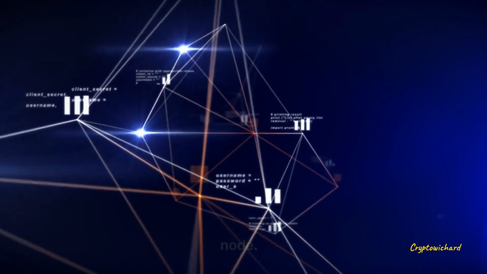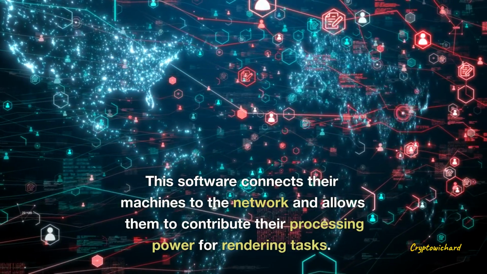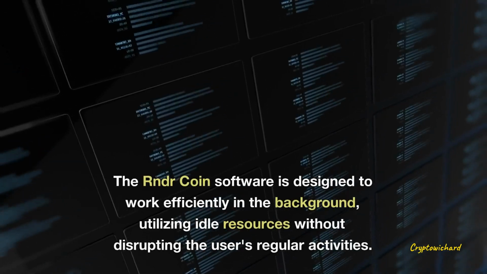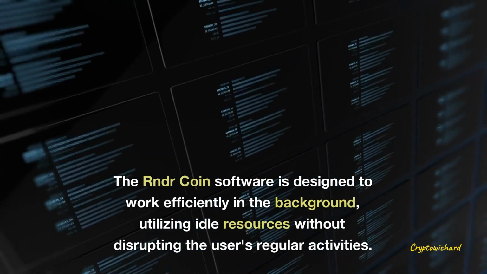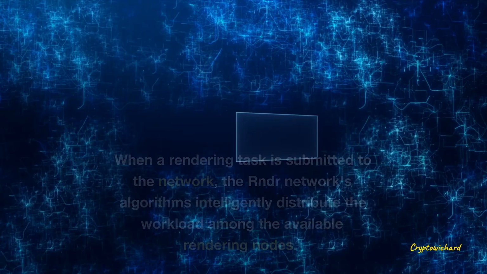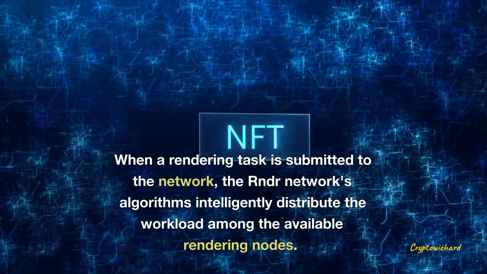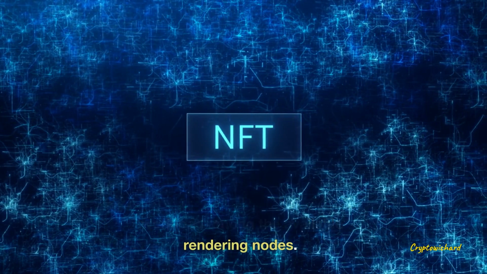a rendering node. This software connects their machines to the network and allows them to contribute their processing power for rendering tasks. The Rndr coin software is designed to work efficiently in the background, utilizing idle resources without disrupting the user's regular activities. When a rendering task is submitted to the network, the Rndr network's algorithms intelligently distribute the workload among the available rendering nodes.